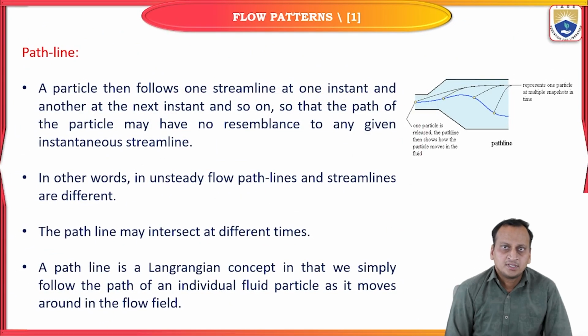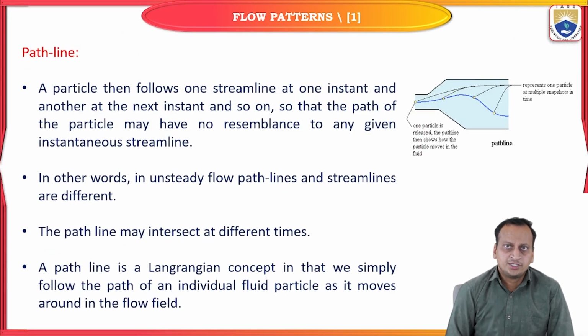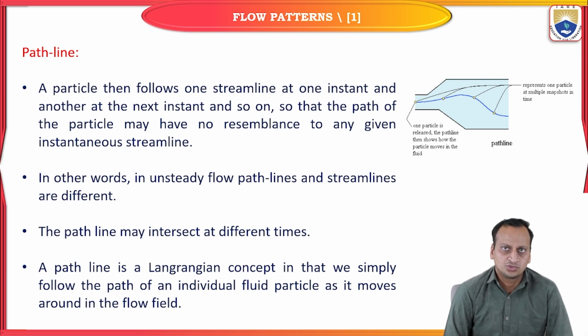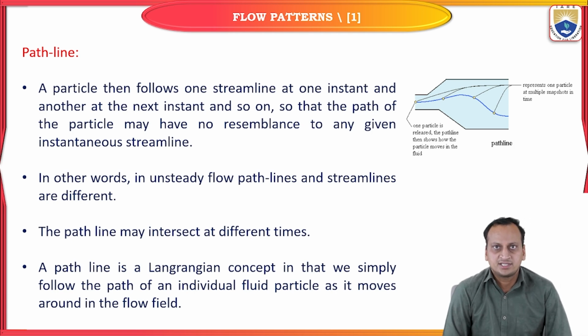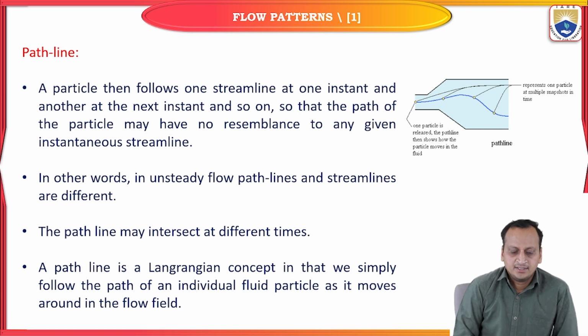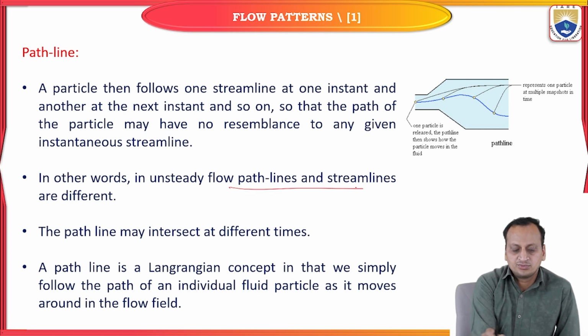A path line follows one streamline at one instant and another at the next instant, and so on, so that the path of the particle may have no resemblance to any given instantaneous streamline. In other words, in unsteady flow, these two are different. The path line may intersect at different timings.